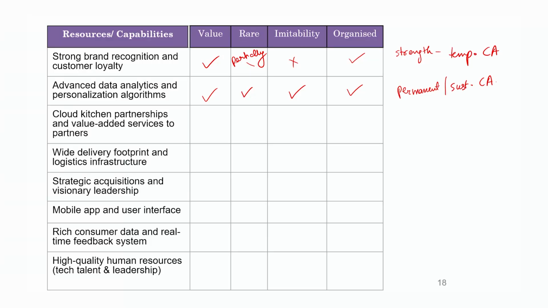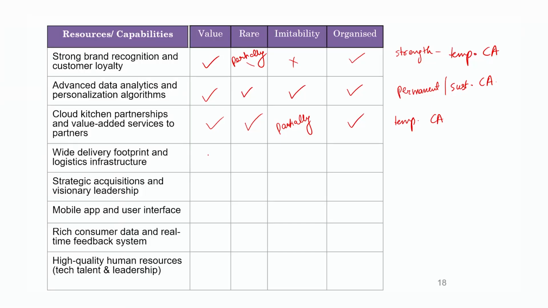Their cloud kitchen partnership and their value-added services, again it is valuable, it is rare, it is difficult for others to imitate, so we can write partially organized. So right now it is giving us temporary competitive advantage.